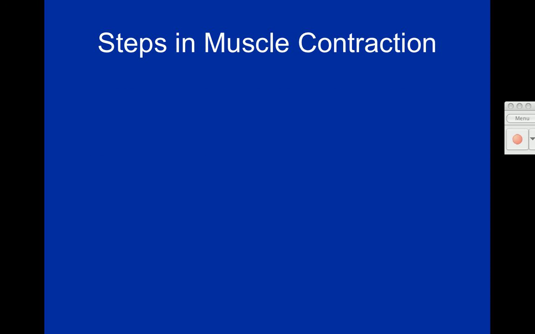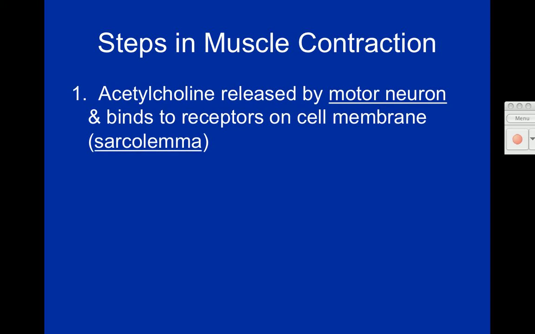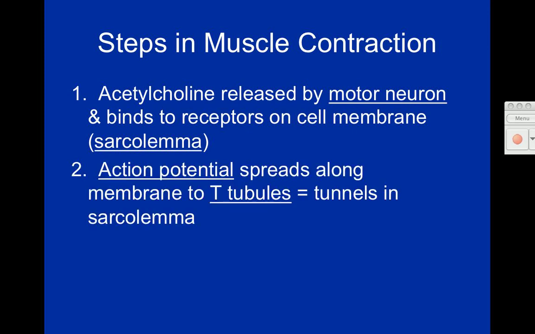Now, the steps in a muscle contraction. First of all, the acetylcholine is released by a motor neuron, and it binds to the receptors on the cell membrane of a muscle cell, which is called the sarcolemma. Now, the sarcolemma works just like the membrane of a neuron in that it creates an action potential. And this action potential spreads along the membrane to these areas called T-tubules. They're almost like these little sinkholes, so to speak, in the cell membrane.